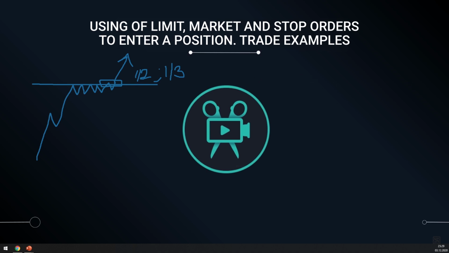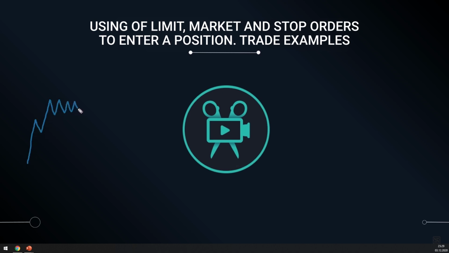Let's also see the example from the first lesson. As you remember, there was a very good impulse, and then we formed something like a triangle. Here there were really big densities. So I used some limit orders here to enter the position. The first part of my position was accumulated by limit orders.